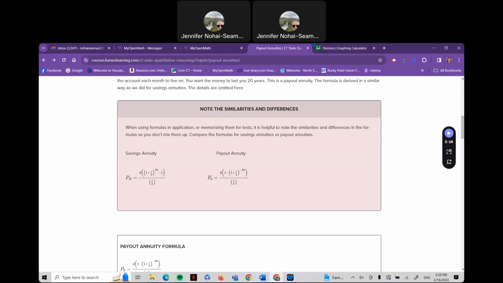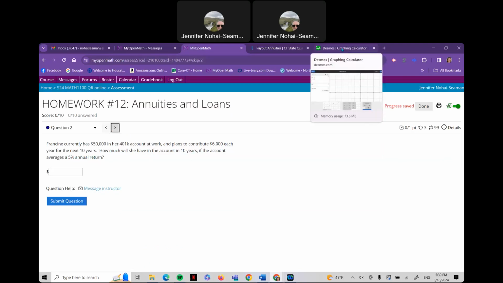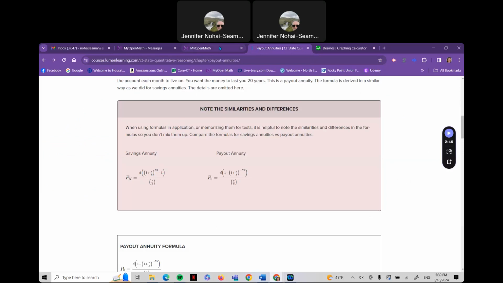All right, so I'm going to use Desmos for this. And so she's depositing $6,000 for the next 10 years, and it's 5% annual return. So it's only compounded once a year. So that's the annual return. Okay, so let's come over to Desmos, where I already have a lot of my formula set up, and I just fill in the things that I need where I need them.